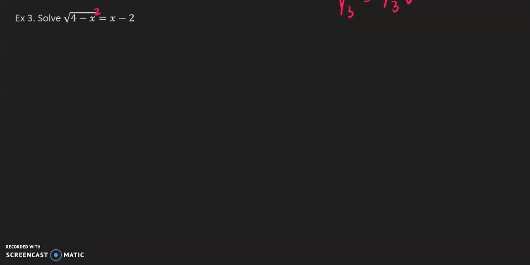Okay, square both sides. And then remember, I like to put parentheses around this. So the square root and the square will cancel each other out, and you get 4 minus x equals x minus 2 squared. Okay, then I'm going to try to simplify that right side. I'm going to use a box. I'm going to just do some side work.